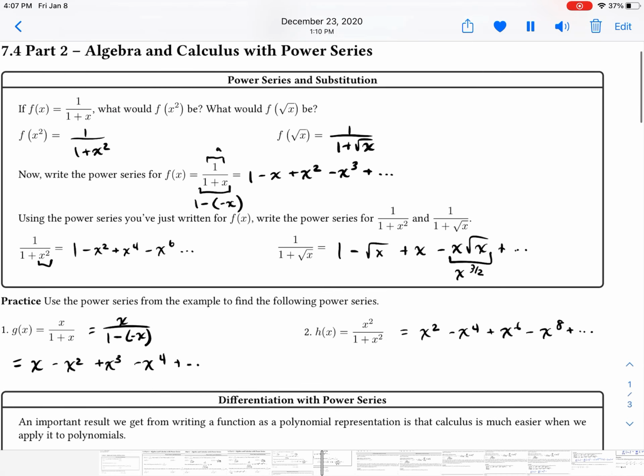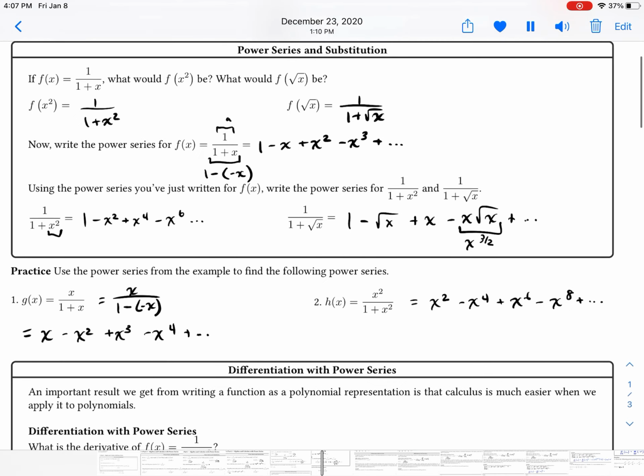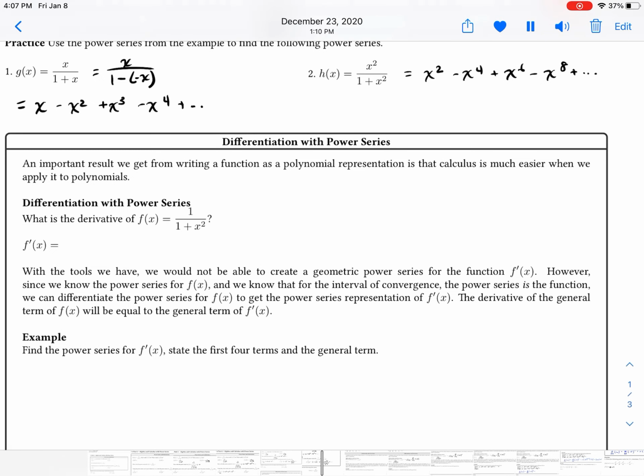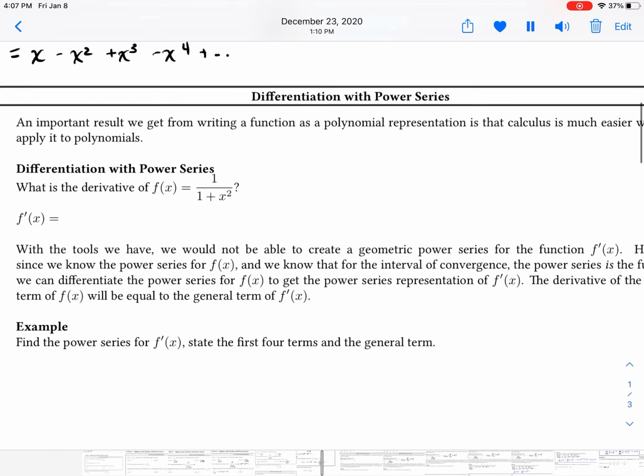Now I get that you might not be seeing the full benefit of representing a function as a series just yet, because quite honestly, we haven't really done any calculus yet. So let's get to that. Let's actually do some calculus involving power series and see their connections with doing the calculus of the function itself. So let's start with 1 over 1 plus x squared.